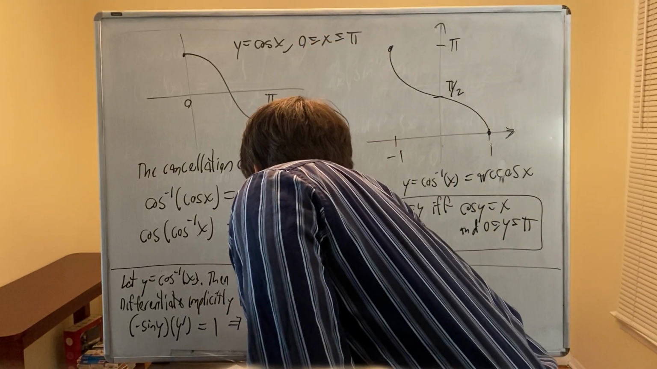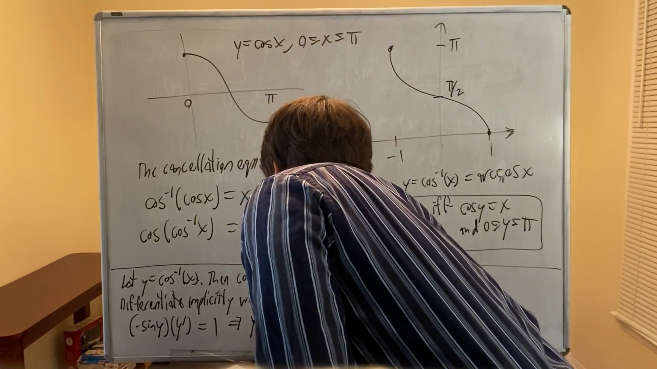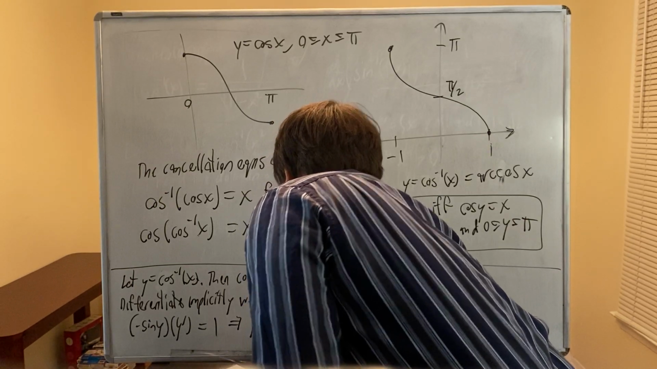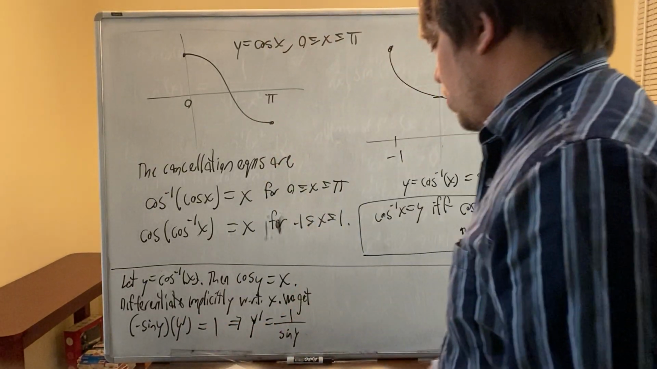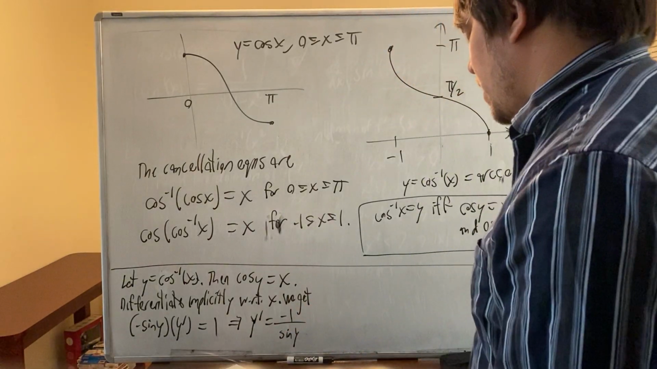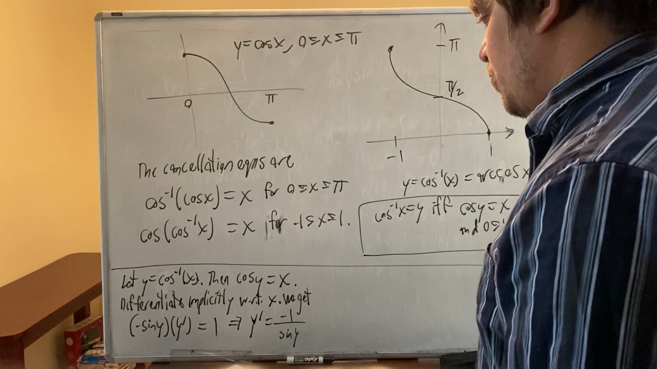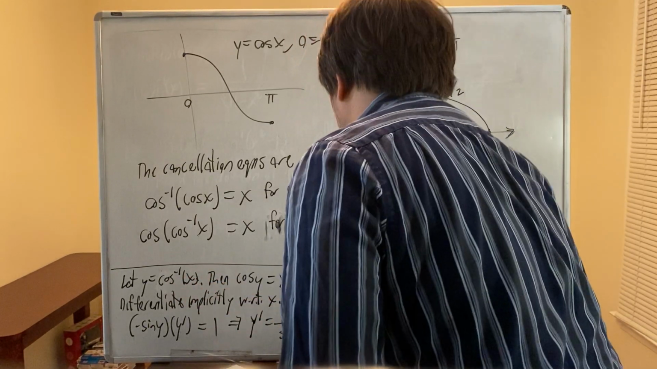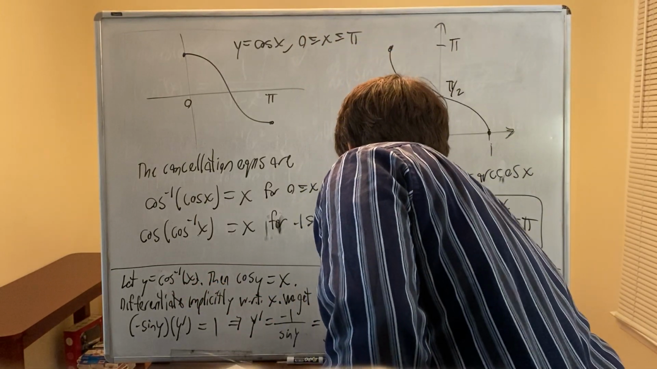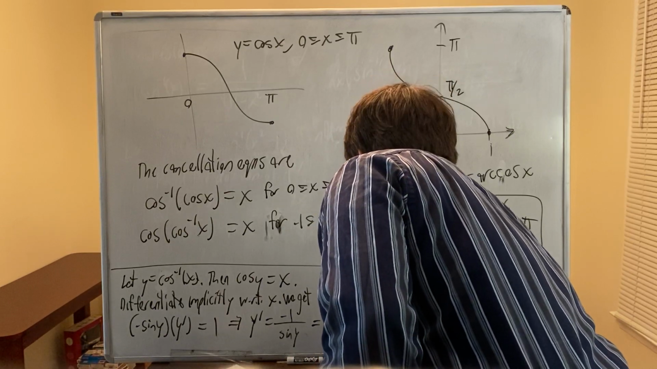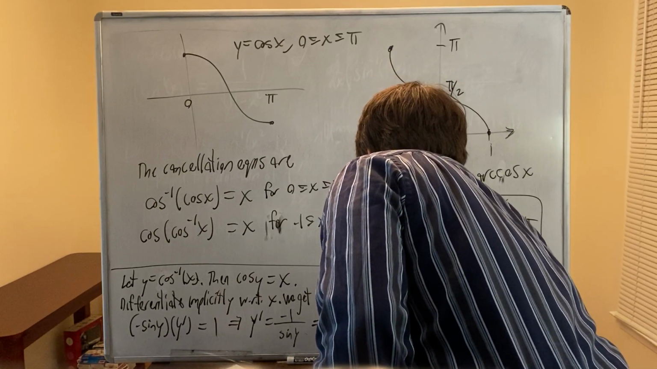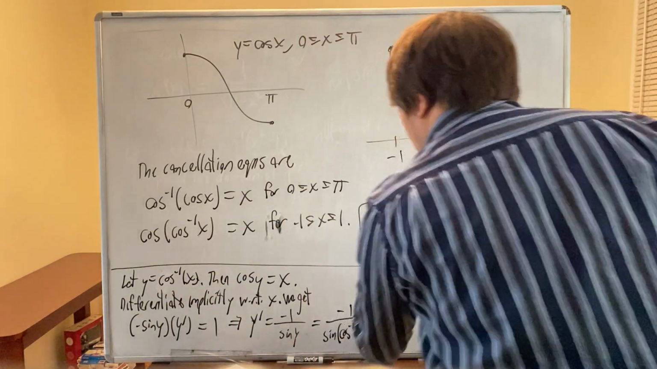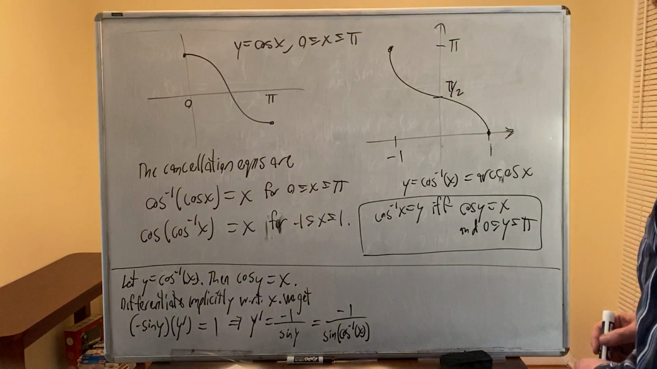That implies that y prime is equal to -1 over sine y. It's 1 over negative sine y, I just put the negative in front. So y prime equals -1 over sine y. But what is y? Y is cosine inverse of x. So this is equal to -1 over sine of cosine inverse of x, because I substitute cosine inverse of x for y.